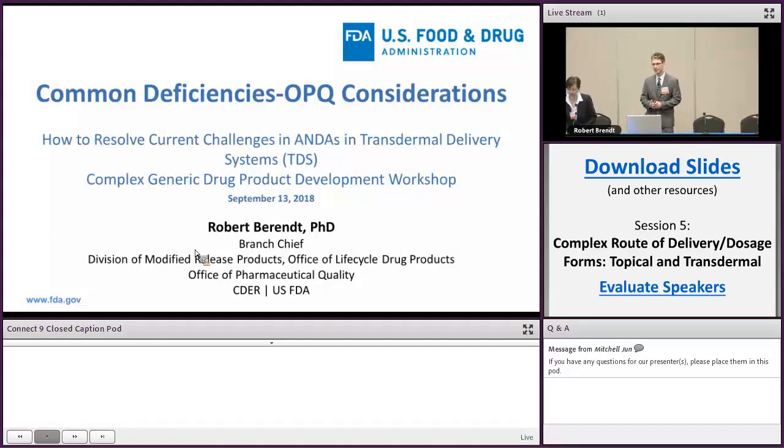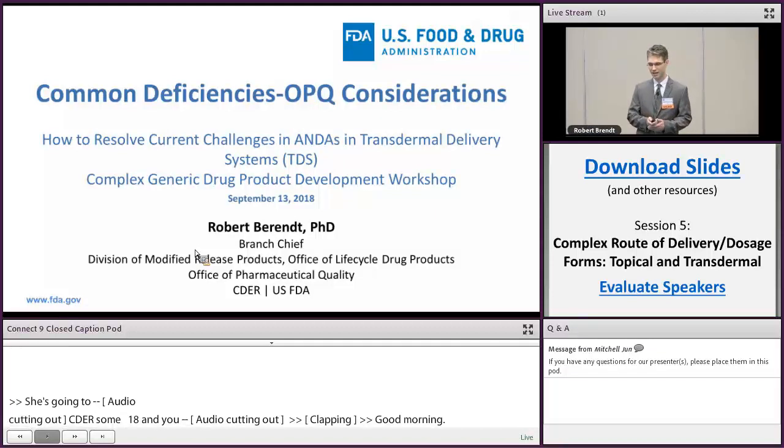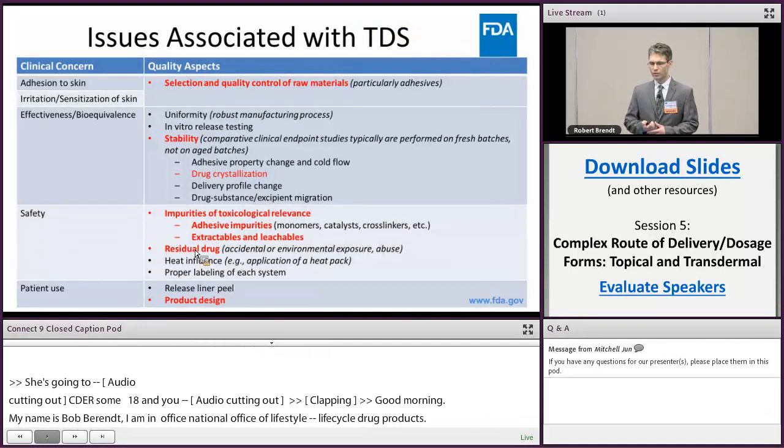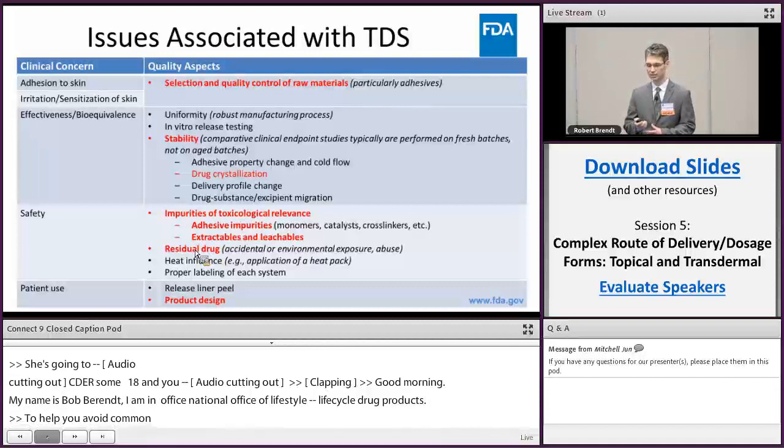I am in the Office of Lifecycle Drug Products, and I'm happy to be here to talk to you about some quality considerations to help you avoid common deficiencies that we see in transdermal ANDA applications. So here on this slide, I'm highlighting just a few of the quality topics shown in red that I'll be discussing today and their ties to clinical concerns.